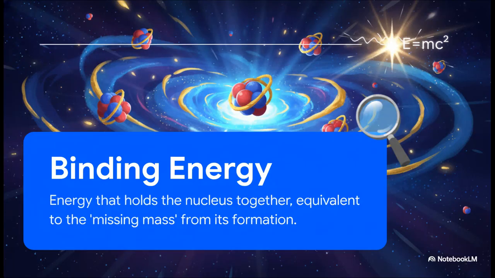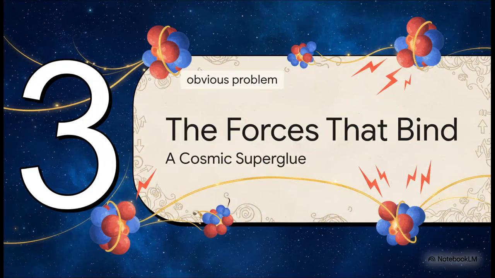And here it is, the solution to our little mystery. That missing mass, it didn't just disappear. It was converted into the very energy that now holds that nucleus together. We call this binding energy. It's a perfect, real-world, honest-to-goodness demonstration of E equals mc squared in action. But solving one mystery in science often just reveals another, sometimes even bigger one.